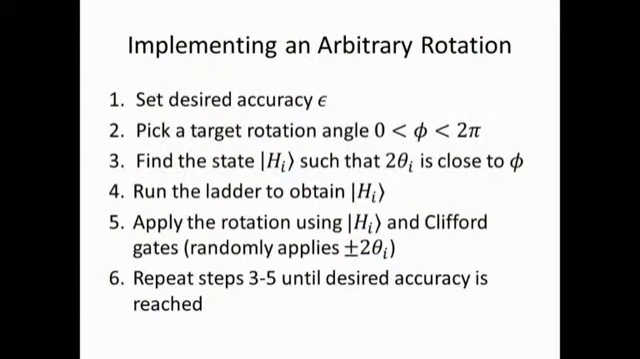So what I would do for the protocol is find out what accuracy I need, which epsilon, get the target rotation angle that's close to the angle I'm looking for, distill the H_i state that yields that rotation, and then run the ladder to get it, check how far I am, and repeat. So I'm going to repeat until I'm close enough.